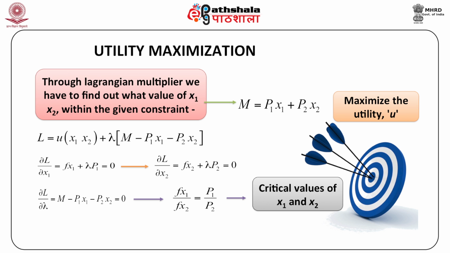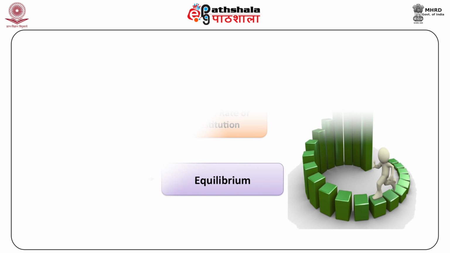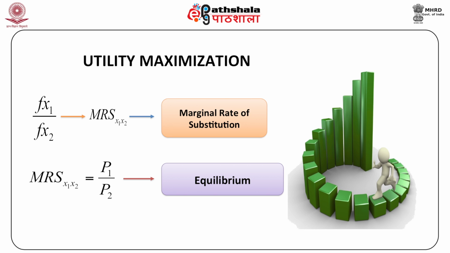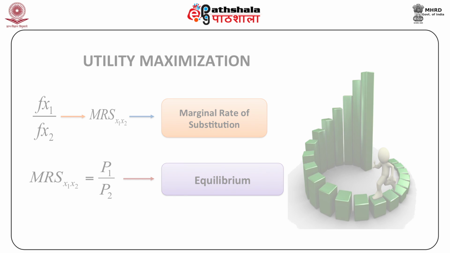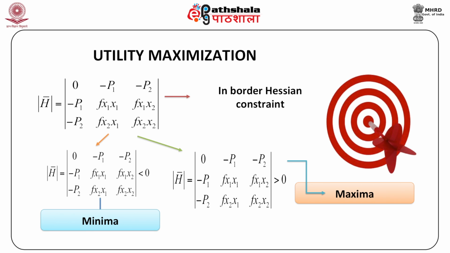For critical values of X1 and X2, dividing equation 4 by 5, we get fX1 over fX2 is equal to P1 by P2, which is denoted by equation 7. We know that fX1 by fX2 is also known as the marginal rate of substitution of X1 for X2. That is, for equilibrium, MRS X1, X2 is equal to P1 by P2, where MRS is the marginal rate of substitution.